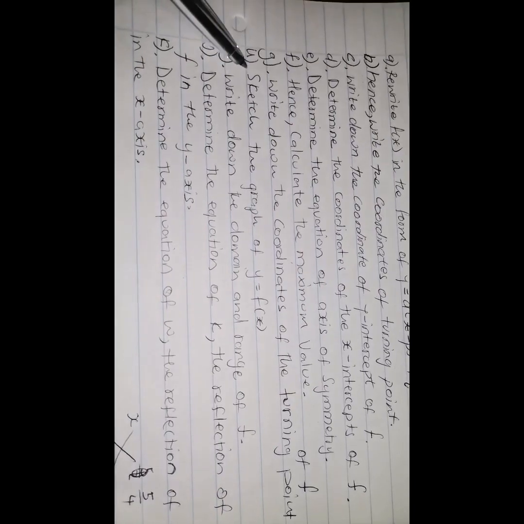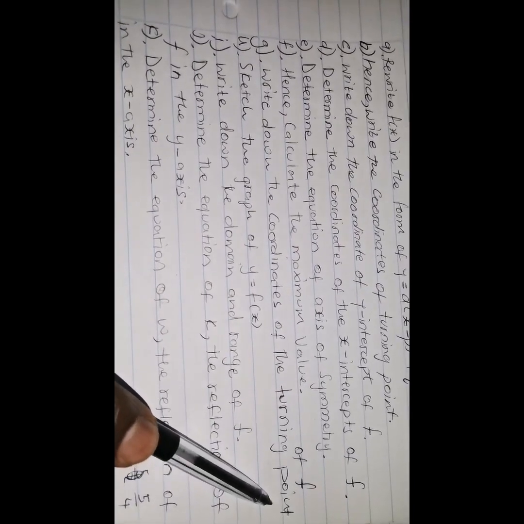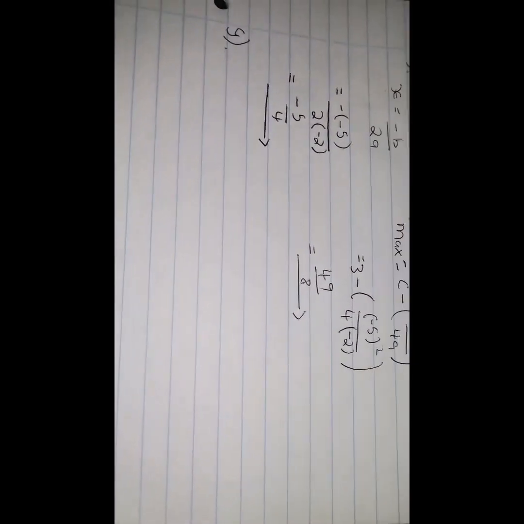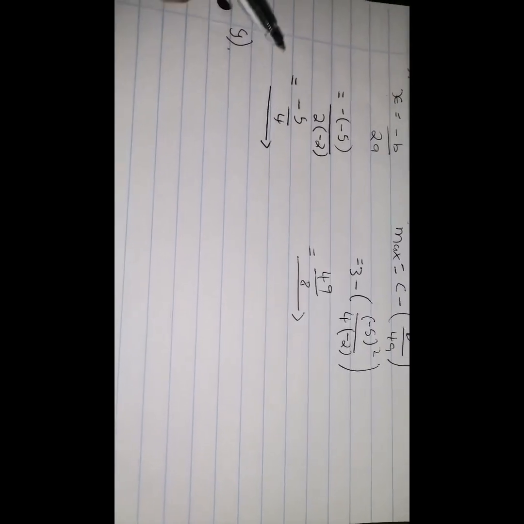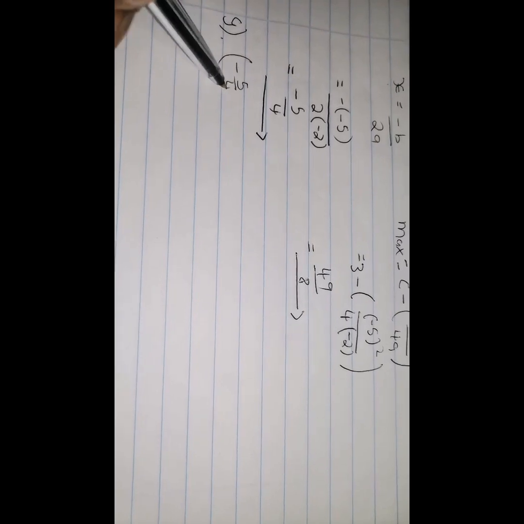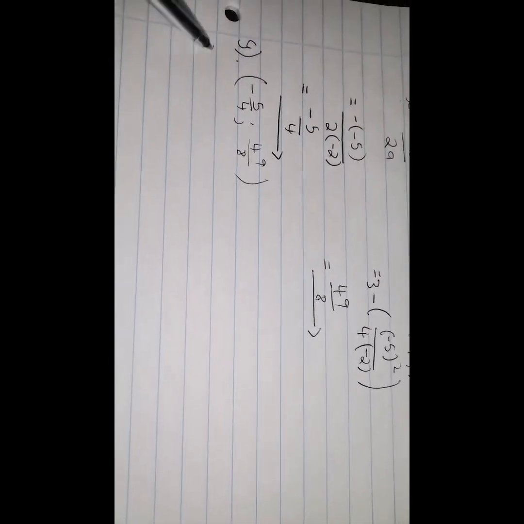Number G says that you must write down the coordinates of the turning point. Simple. Write down the coordinates of the turning point. Obviously, guys, just give them to me: negative 5 over 4 and 49 over 8. You are done.